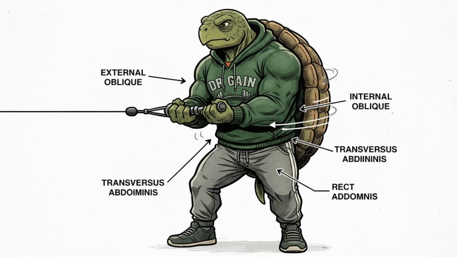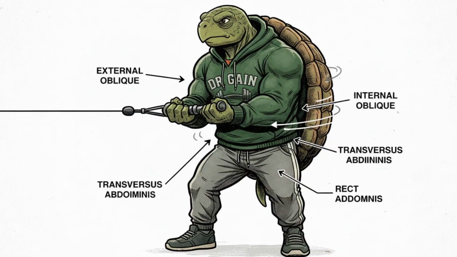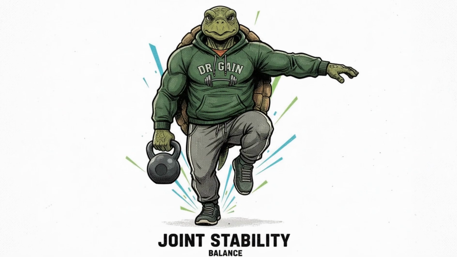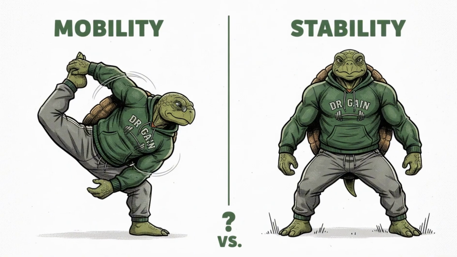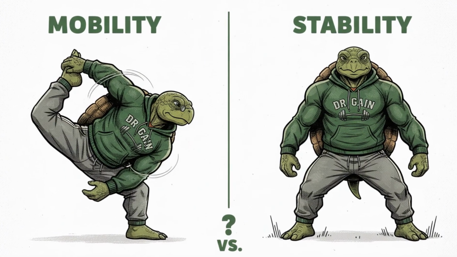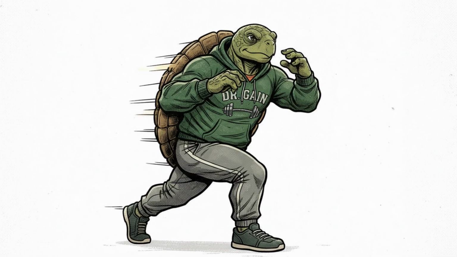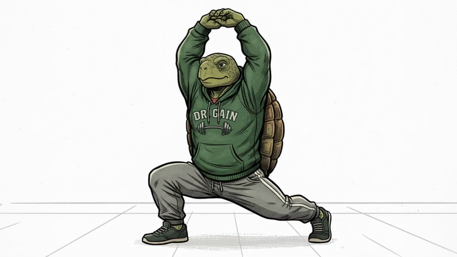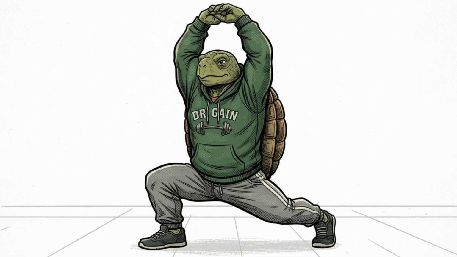A pull-up combines adduction and elbow flexion together. The shoulder pulls downward while elbows bend under tension. A shoulder press involves upward movement against gravity. This includes shoulder flexion or abduction, depending on angle. And elbow extension completes the movement at the top.